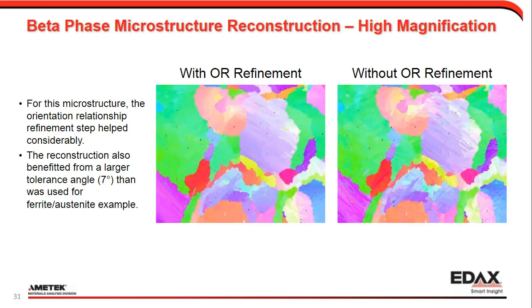So the results I've been showing so far have been with the orientation refinement that I mentioned earlier. If you look at it without, then you see that you get more discrete steps in orientation across the grain than you do when you do orientation refinement. Also in this example, I used a larger tolerance angle, and that came about because of these gradients in orientation within the parent grains.